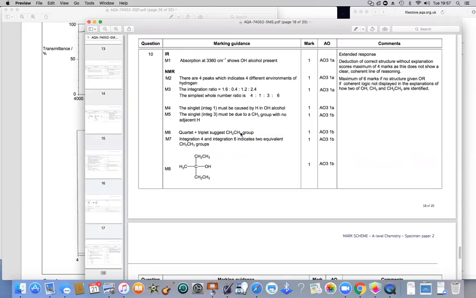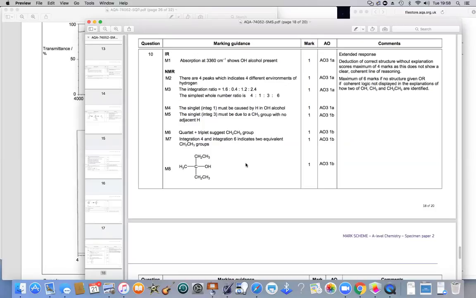Quartet and triplet, you'll see quartet triplet often in these things. That's indicative of an ethyl group, okay? The triplet is indicative of CH2 groups joined together with carbons either side with no protons, or maybe oxygen or nitrogen either side. So there's the molecule as I described it. You've got your isolated methyl group, so that will produce a singlet. The hydroxy group of your alcohol will produce a singlet. And then you've got 4 and 6, but they are equivalent, so they must be 2 separate ethyl groups.